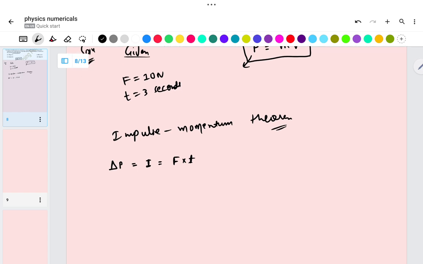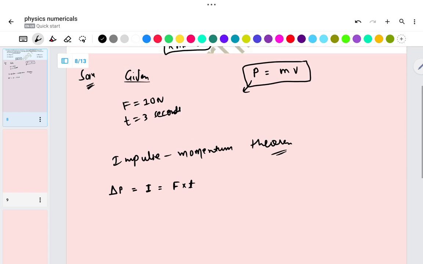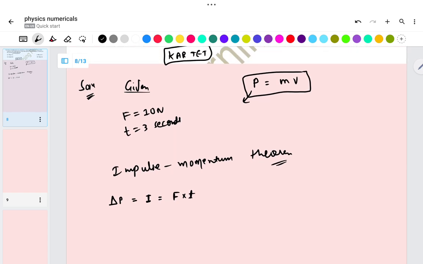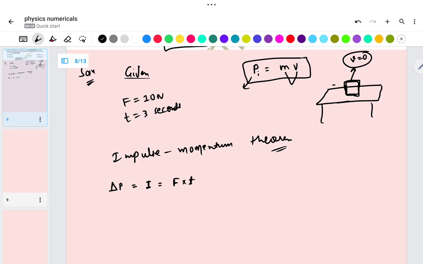So the initial momentum is zero. Why is the initial momentum zero? So what is the momentum? Mass into velocity. See, imagine this is a table. If it is at rest, without any force acting, the initial velocity is zero. So therefore the initial momentum pi is equal to zero. So therefore the final momentum pf, I can write, is equal to force into time directly.